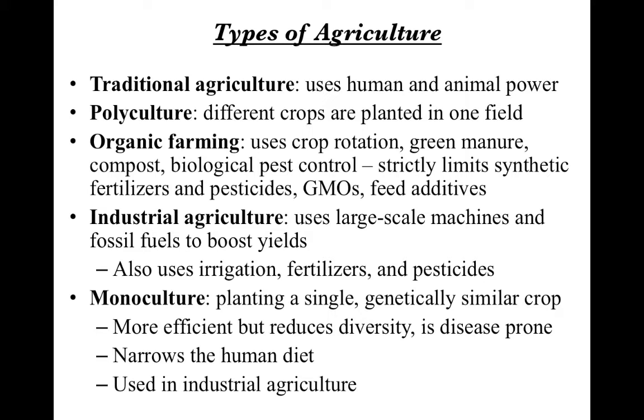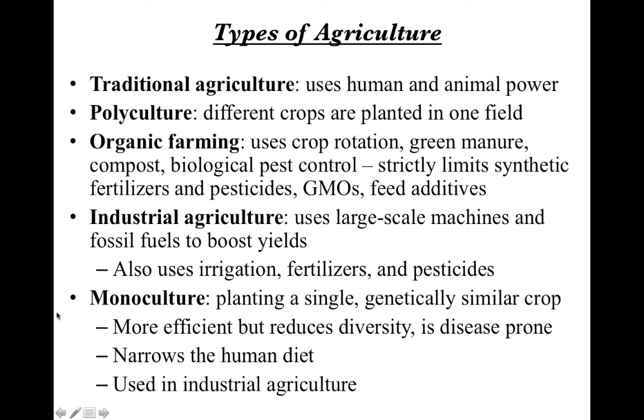Industrial agriculture, which is becoming more common, uses large-scale machines, not just large tractors, but even large combines and large farm equipment and other types of processing. And of course, these things use fossil fuels, which has an environmental impact. The tractors, and the big trucks that take the food from the farm to the warehouse to the stores. Irrigation is also a big part of industrial agriculture, as well as fertilizers and pesticides.